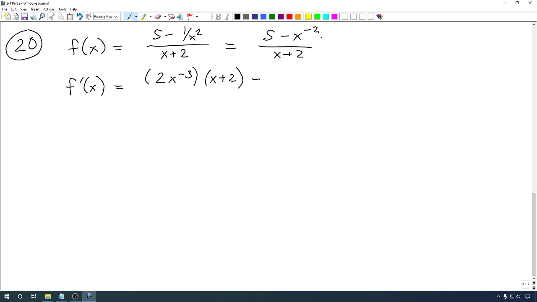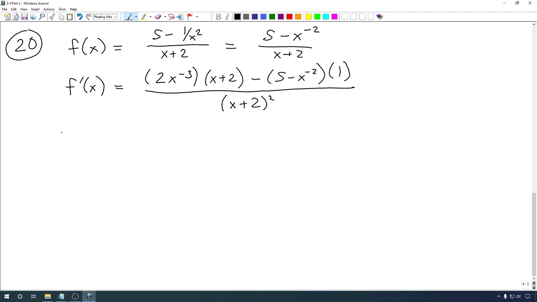Now we subtract, we leave the top alone this time. And now we're going to differentiate the bottom. The x plus 2, when we differentiate it, we get a 1. Of course, then we divide by what's on the bottom squared. And we have a derivative. That's the derivative of the function. We could go ahead and simplify it if we wanted to. I'm not going to do it for this one.